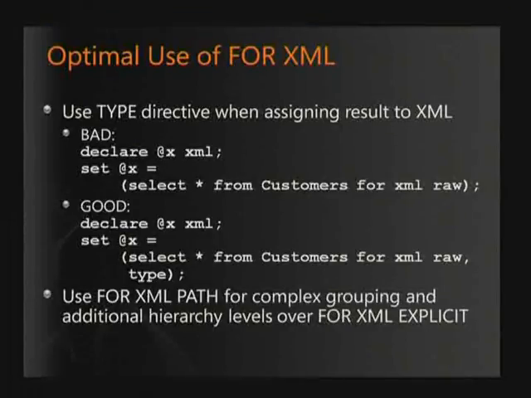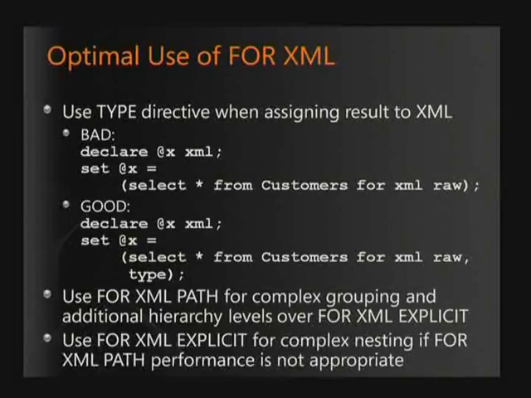Also, some people are wondering, should I use FOR XML PATH or should I use FOR XML EXPLICIT? Both of them can do more or less the same thing. The recommendation is to use FOR XML PATH if you have complex groupings for additional hierarchy levels and other things instead of using FOR XML EXPLICIT. FOR XML EXPLICIT might still be more efficient than FOR XML PATH, but way harder to maintain and write.